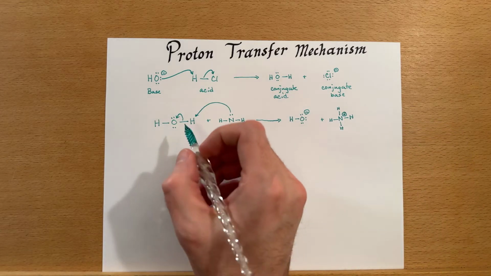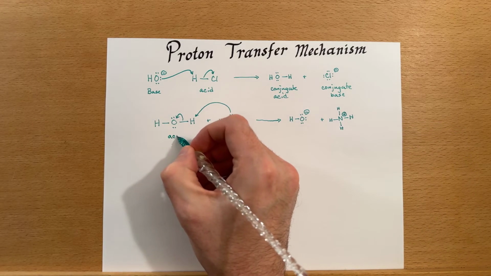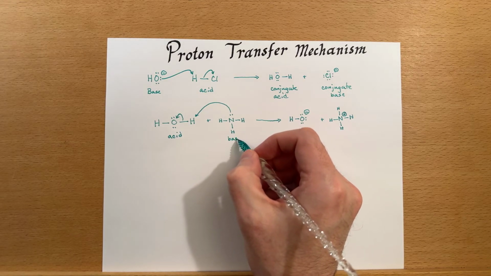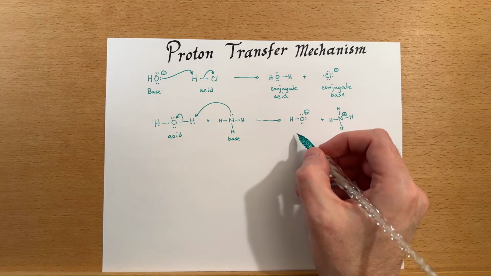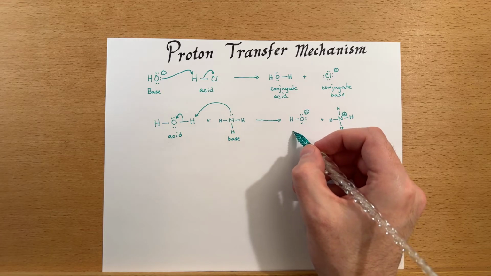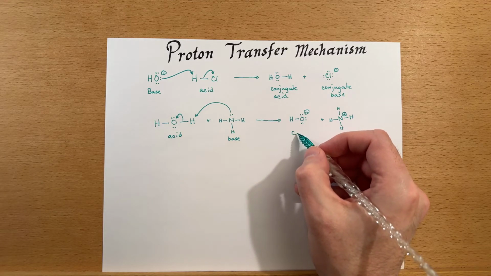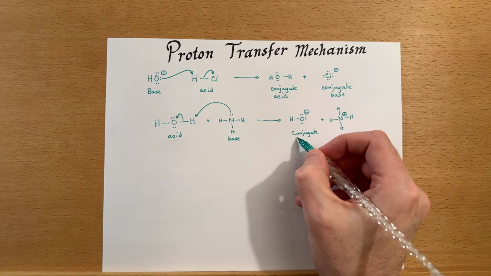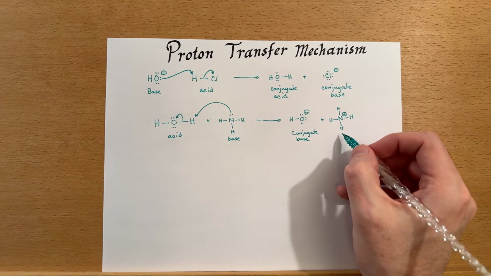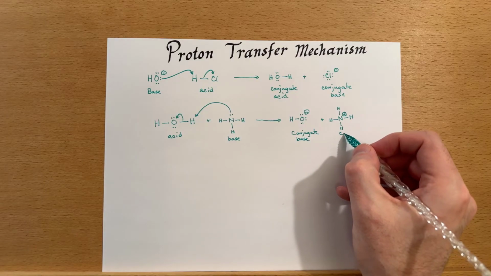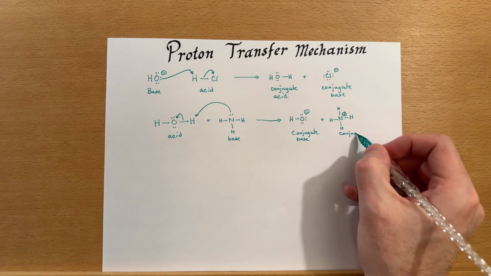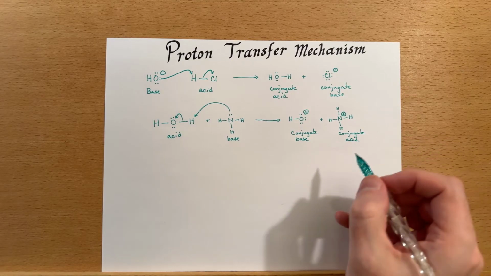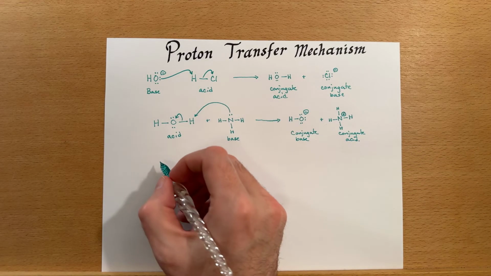In this case, this is our acid. This is our base. This is the conjugate base. This is the conjugate acid. One more.